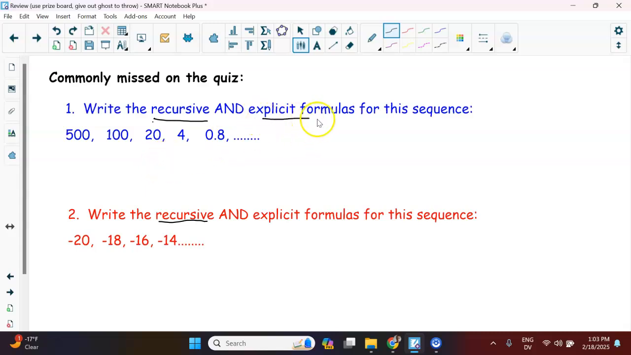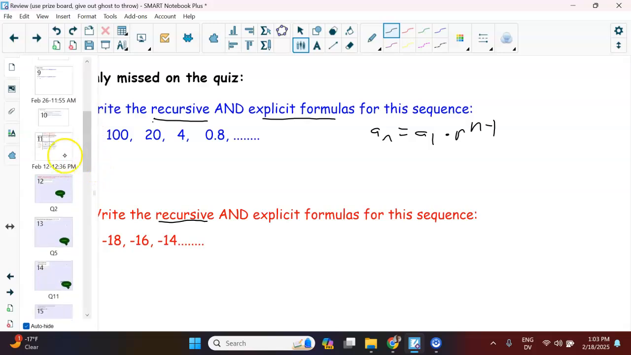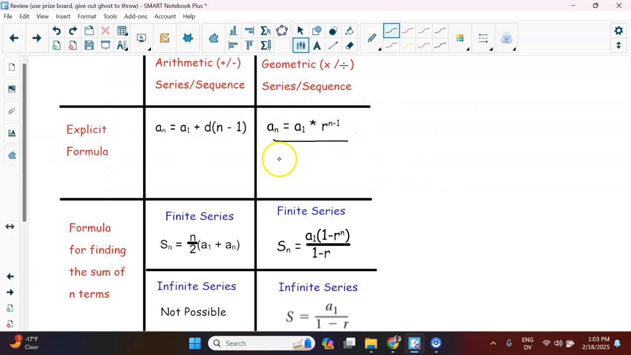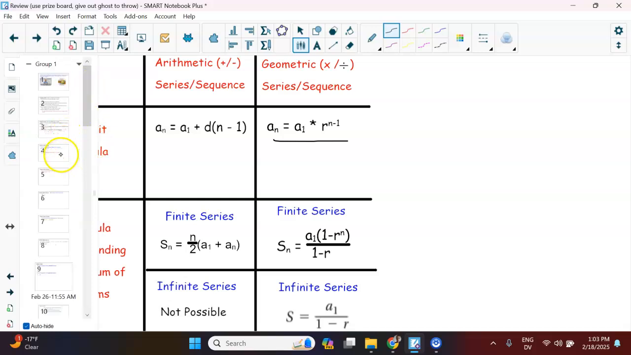Okay, so explicit formulas calculate off of n. And for a geometric one, this is on your formula sheet, which I encourage you to have out. Maybe I'll show it on the screen here quick. This is a geometric pattern, so make sure you have that formula sheet. So I'm going to do this formula right there. That is for a geometric sequence. And again, that's an explicit formula.